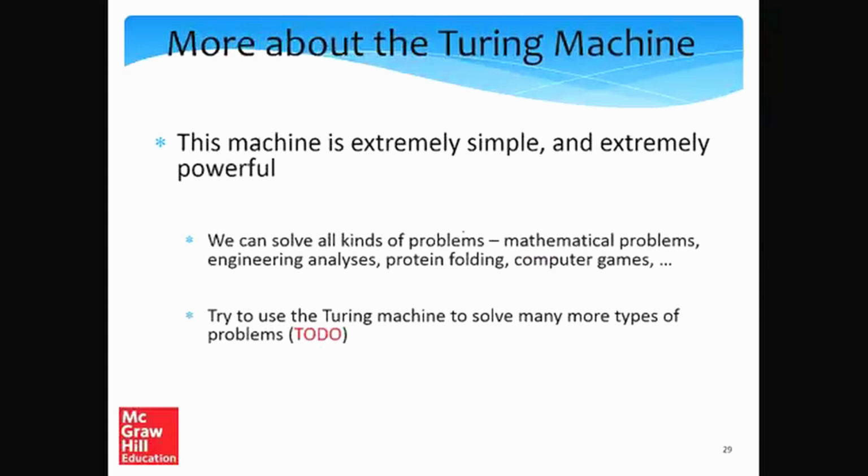So this machine looks simple, it actually is simple, yet it is extremely powerful. We can solve all kinds of problems, starting from mathematical problems, engineering problems, protein folding, games, you name it, you can do it. The question is how? Well, start by reading the book and then read a book on theoretical computer science. Any book on formal languages or automata theory will give you the answer. So you can try using the Turing machine to solve many more kinds of problems.